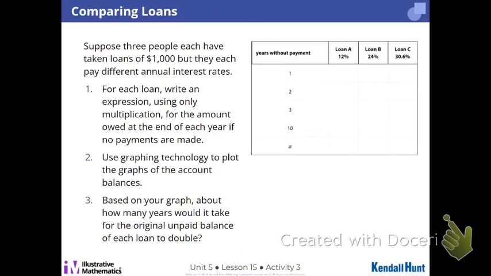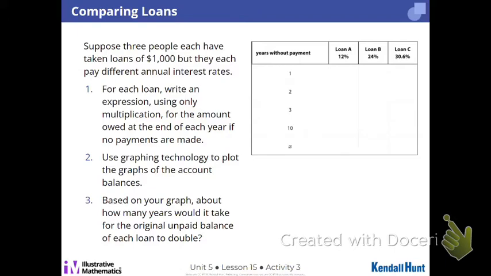So more interesting things. We're going to compare loans now. I don't know if you know this, but there's loan options. Our 3 loans here are 12%, 24%, and 30.6%. Obviously, which one's the best loan if you're trying not to spend money? 12%, right? So these 3 people, they've taken $1,000 loans, but they're all paying different annual interest rates.